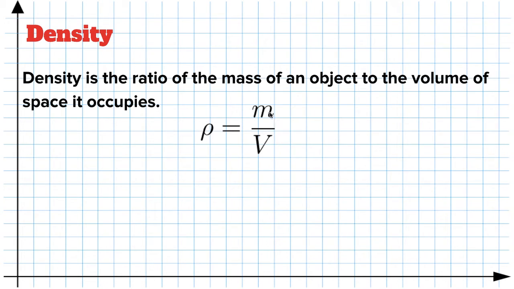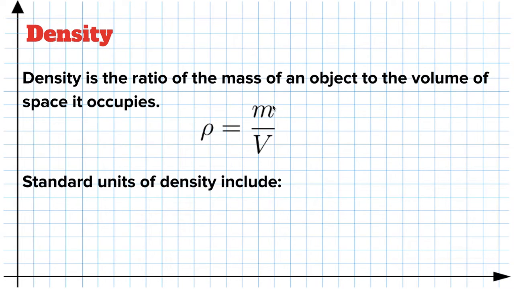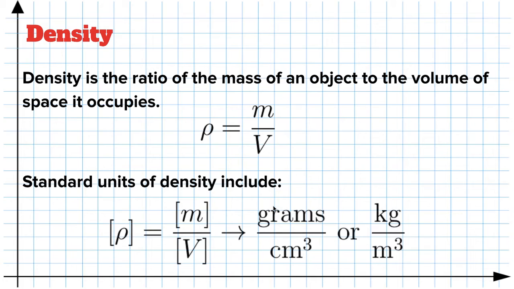On the other hand, if the mass was pretty small, there just wasn't a whole lot of matter, and it was spread out over lots of volume, we would have a very small density. So think styrofoam or maybe air. Okay? The standard units of density will be a unit of mass divided by a unit of volume. So that's going to be grams per centimeter cubed sometimes and kilograms per meter cubed other times. Those are the two standard units of density.